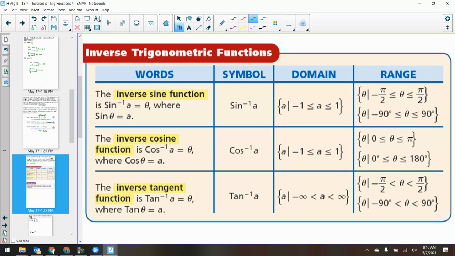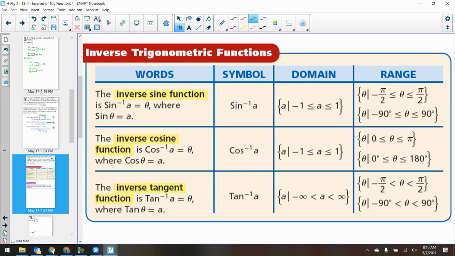That means my domain of inverse sine is negative 1 to positive 1. Cosine is the same way. Look at the x values. Don't I go from negative 1 to positive 1 with my x values? That means the domain of my inverse cosine is going to be negative 1 to positive 1.